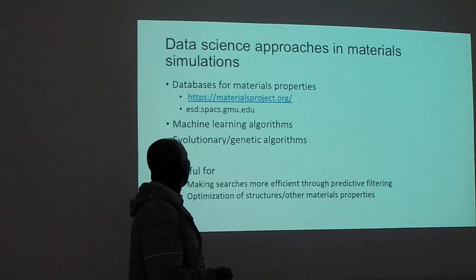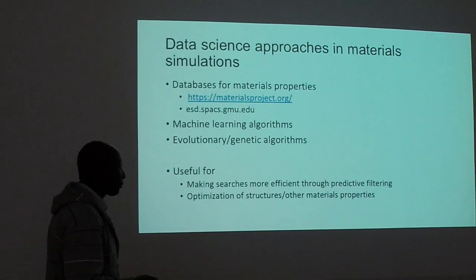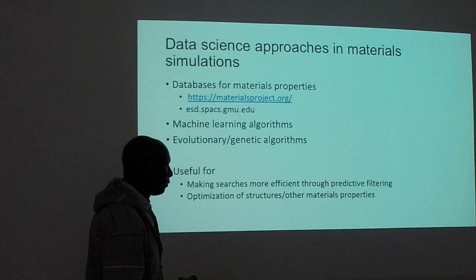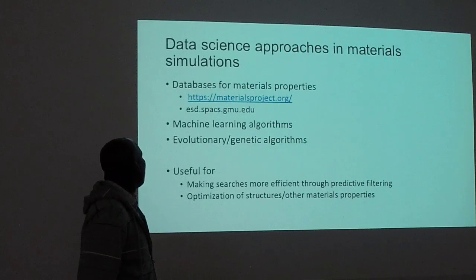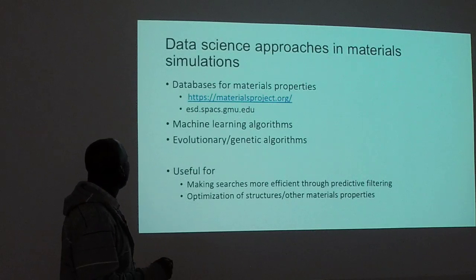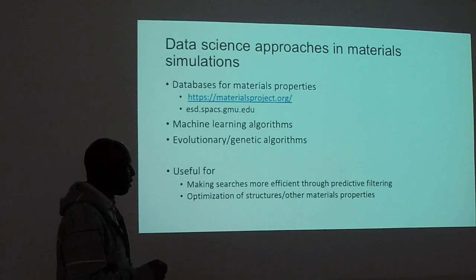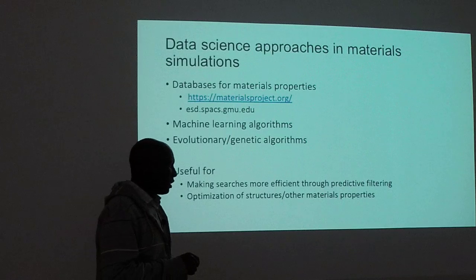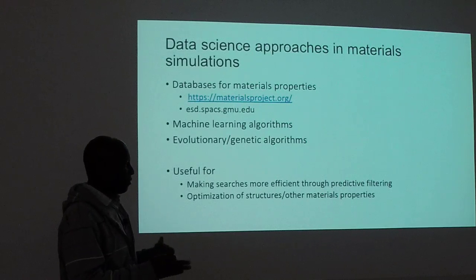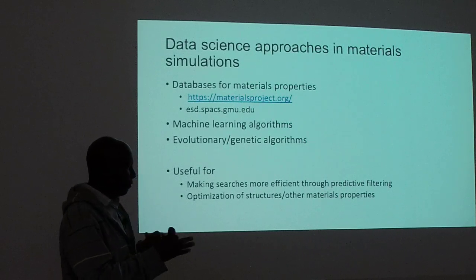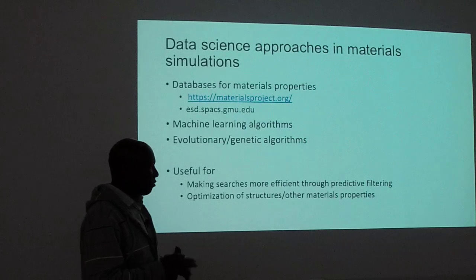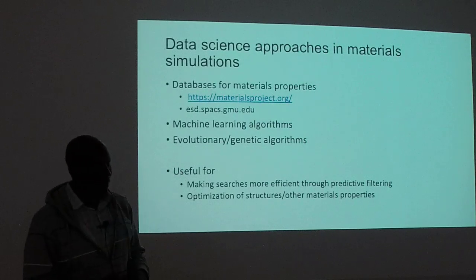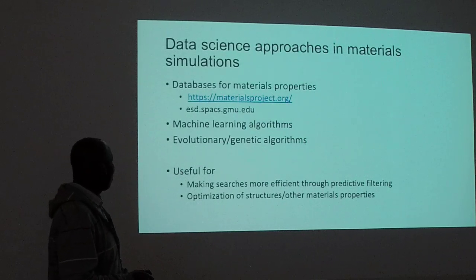Question about these databases. Are the databases the results of experiments, or are they some kind of initial calculation? So this one that we have, these are ab initio calculations, so semi-empirical calculations, not exactly ab initio, so a combination of the two. And the Materials Project, I think, has both. So you have both experimental and some calculated properties in there.